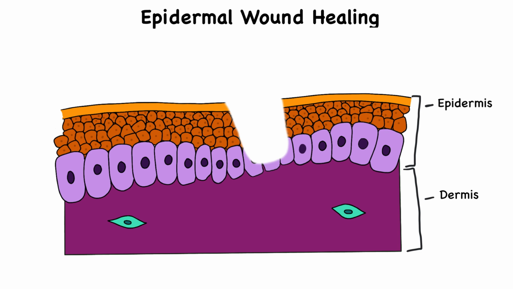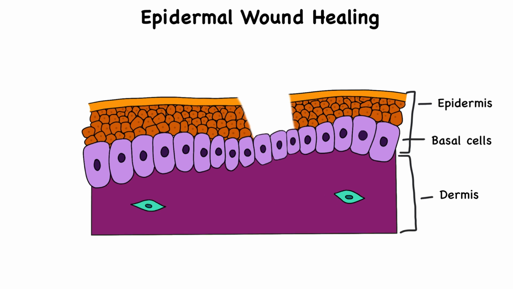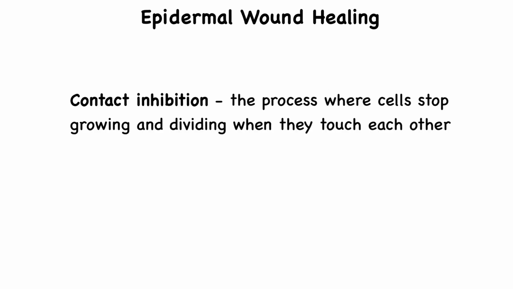When this happens, basal cells at the edge of the wound detach from the basement membrane, enlarge, and begin to migrate across the wound to cover the exposed area. This movement continues until cells migrating from opposite sides meet in the middle. At that point, a mechanism called contact inhibition tells the cells to stop moving.